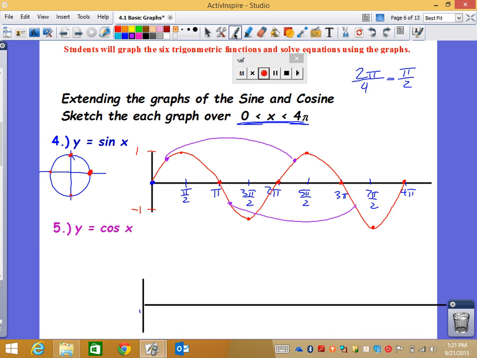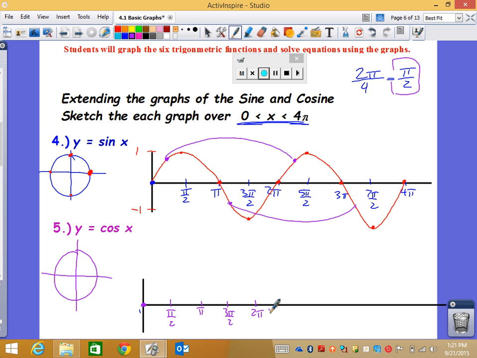So let's do cosine of x now. Again, remember, on my unit circle, cosine of x is the x value. Now I'm going to use the same key points. Take my full period, so 2 pi, and divide it by 4. So my key points are still pi over 2 away from each other. I always start at 0. And my key points are going to be pi over 2, pi, 3 pi over 2, and then 2 pi.